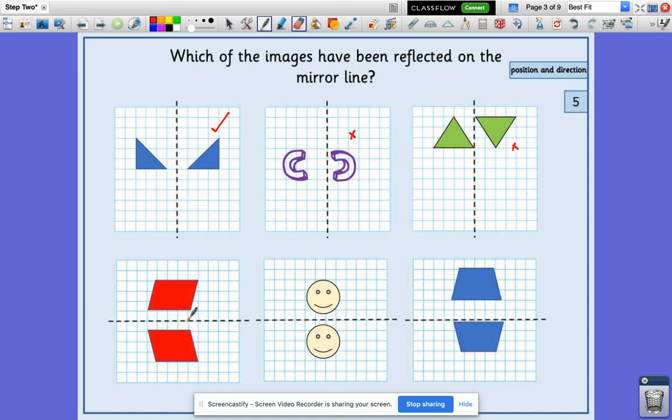Okay, let's look at this one. 1 away, 1 away, 1 away, 1 away. This vertex is 1 over, and then 1, 2, 3, 4. Yep, so this one has been reflected.